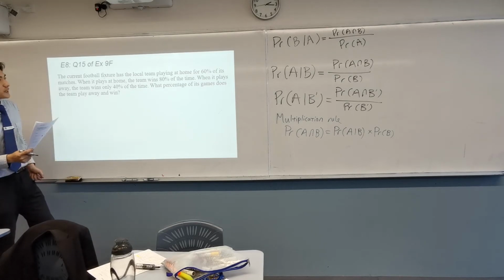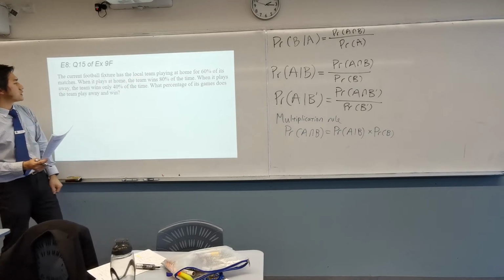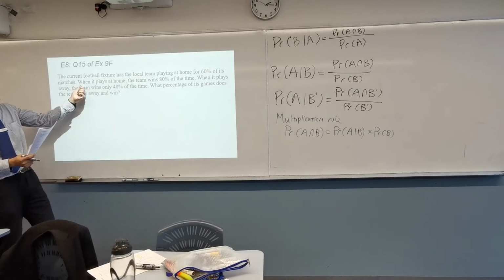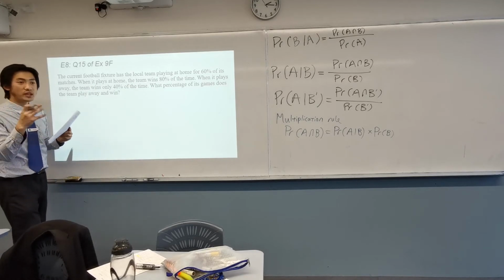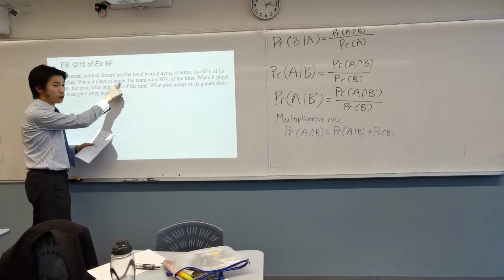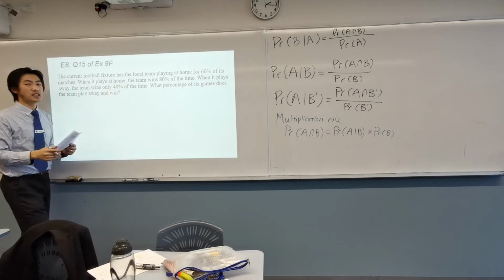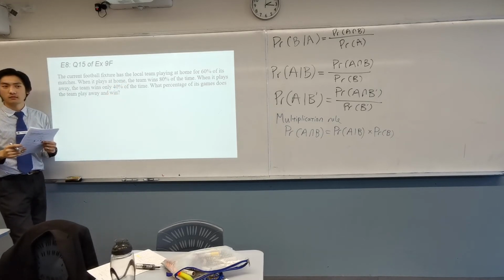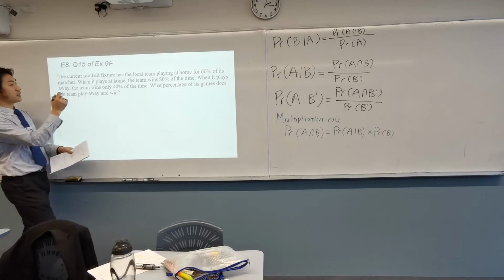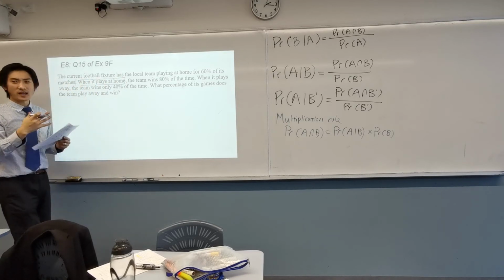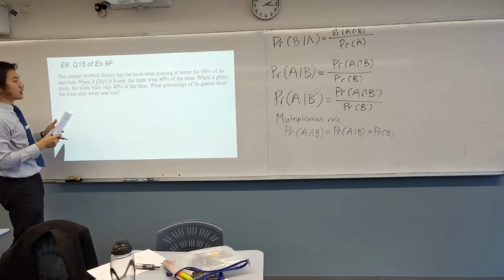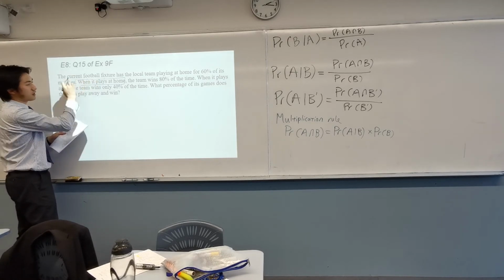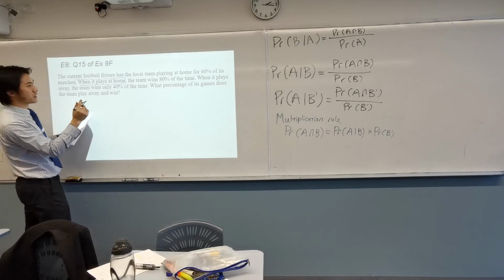The current football fixture has the local team playing at home for 60% of its matches. When it plays at home, the team wins 80% of the time. I'll pause there and I'll re-say that question. When it plays at home, the team wins 80% of the time. So given that they're at home, good, that's the condition. Even though they haven't said given, you're only considering the time when they're playing at home. So I'll just put this thing here. It's something you would highlight when you're doing a test as well.